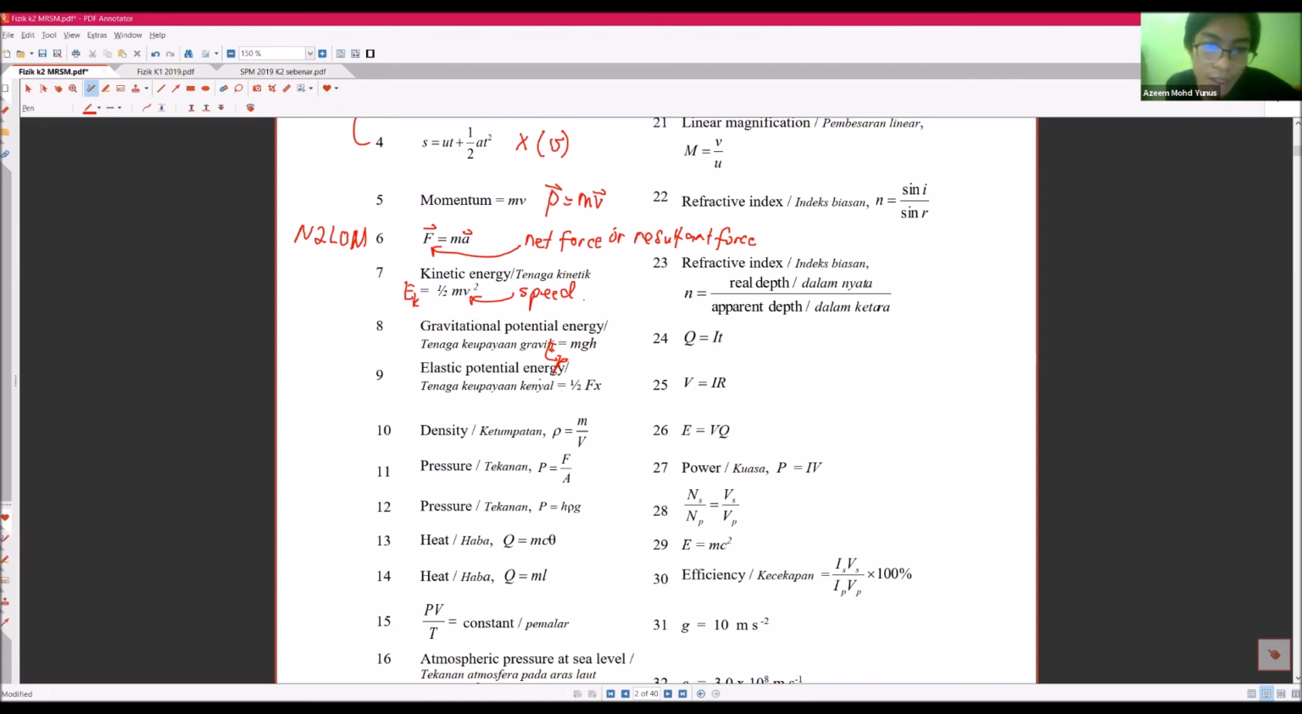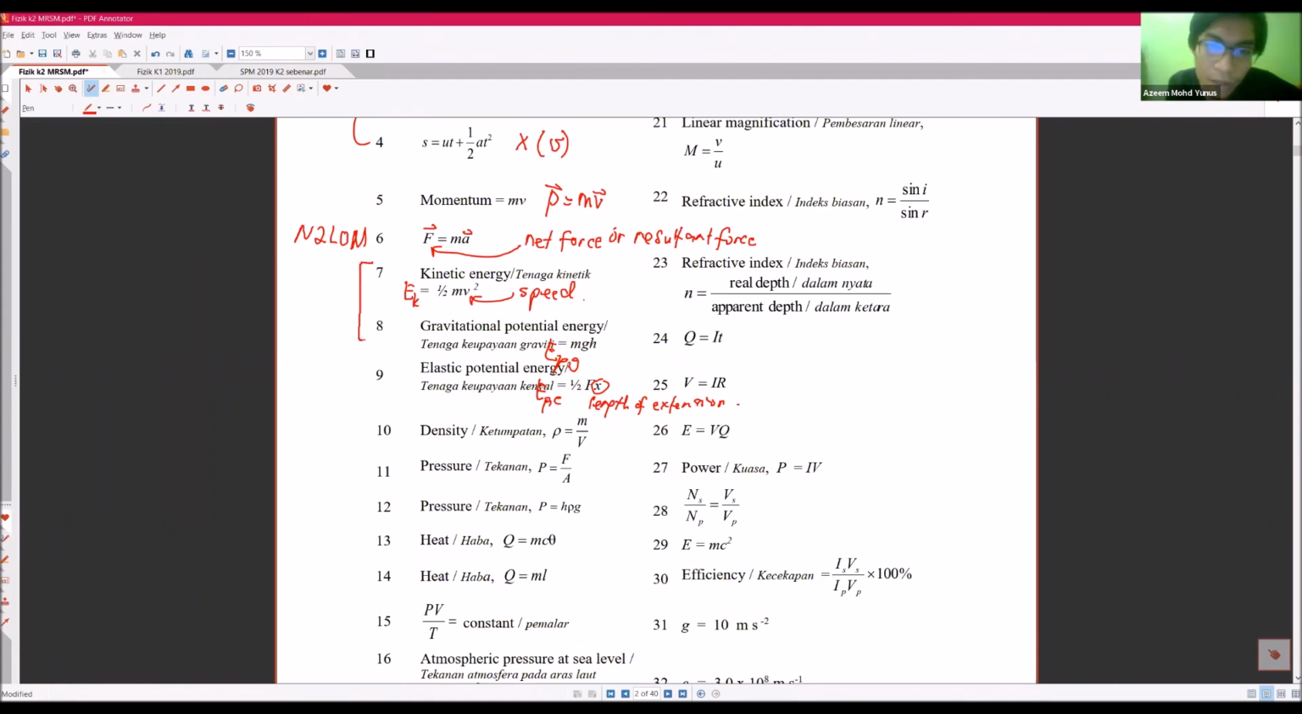Elastic potential energy, EPE equal to 1/2 Fx. F is the force, x is the length of extension. Basically, this is kind of work done, because force times displacement, right? F times x, but we need the 1/2 here because the force keeps changing when we are stretching. So the force is changing, it's not constant. So we need the 1/2 to make it the average force times length of extension.